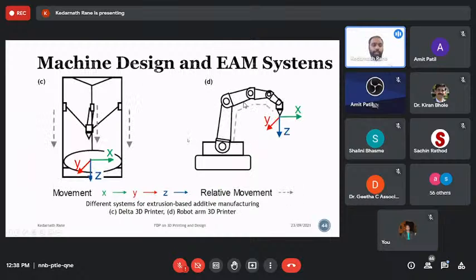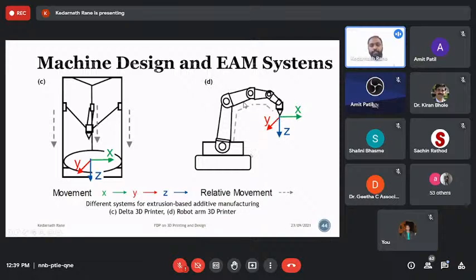The next system is called the Delta printer. You have all X, Y, Z controlled. There is a fixed bed here, and the Delta mechanism allows you to deposit the material over the bed. Again, the limitation is the size of the bed, because the Delta mechanism allows you to deposit from one end to another end, and it's a very fast process.